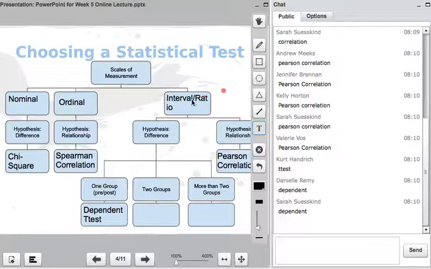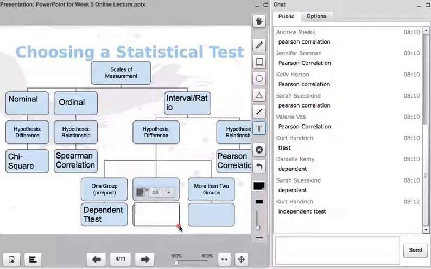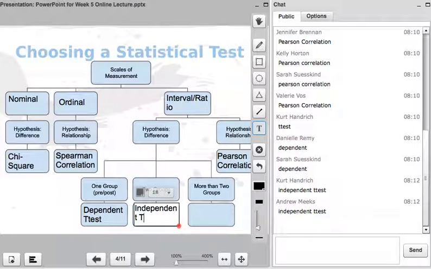Okay, so interval ratio data, hypothesis difference. Now we have two groups. What would go here? Okay, perfect. Independent t-test. Okay, and it's independent because we're going to have two groups, which means we're going to have our control and experimental group, and we'll see if there's a difference between them.